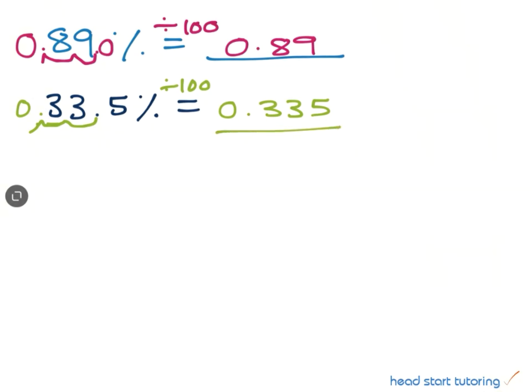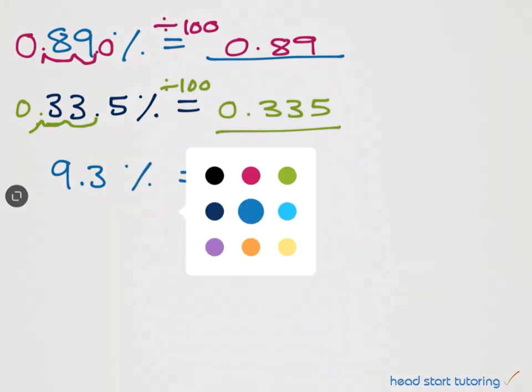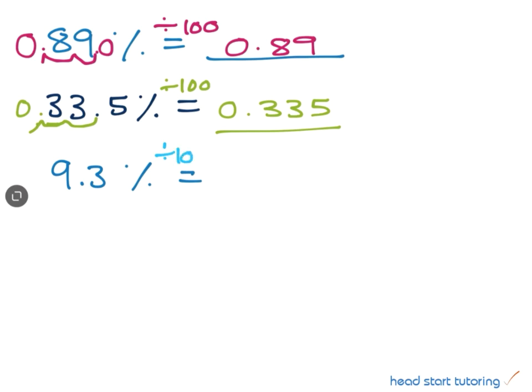Right, let's have a look at 9.3%. 9.3%, again, we need to just divide by 100. So we can put in some placeholders. We go from our decimal point 2 places to the left, and we end up with 0.093.